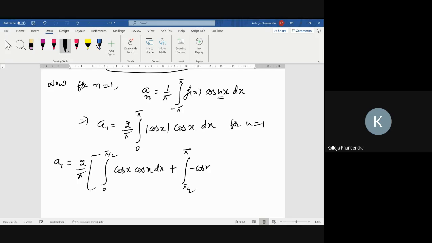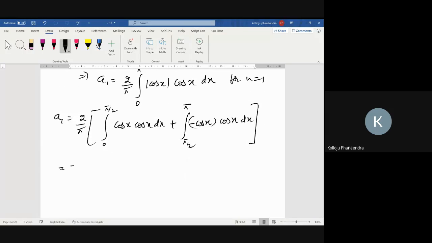value is minus cos x into cos x dx. Into cos x dx. Okay. Now the integration part. This is 2 by pi cos square x. Okay, let me write one more step. Cos square x can be taken as 1 plus cos 2x.